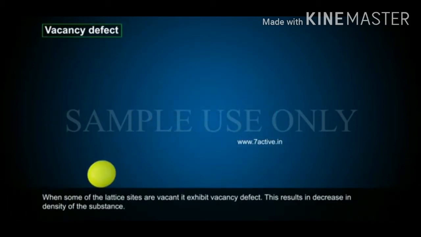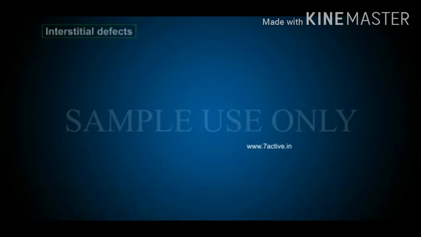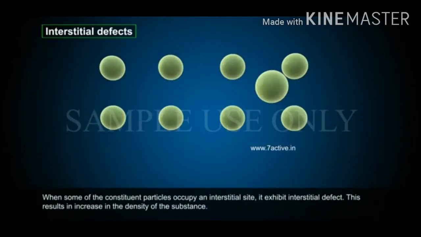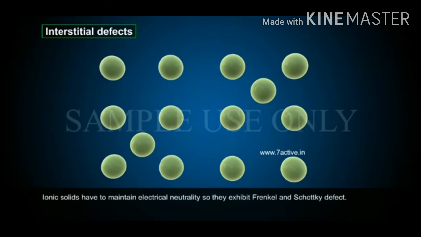Vacancy defect: when some of the lattice sites are vacant, it exhibits vacancy defect. This results in a decrease in the density of the substance. When some of the constituent particles occupy an interstitial site, it exhibits interstitial defect. This results in an increase in the density of the substance. Ionic solids have to maintain electrical neutrality, so they exhibit Frenkel and Schottky defects.